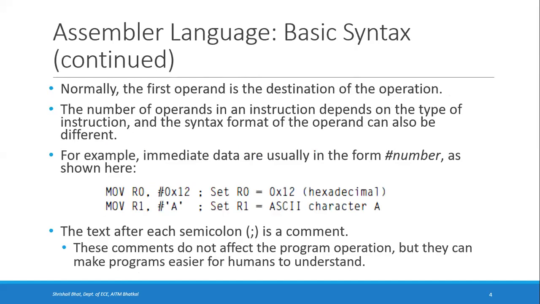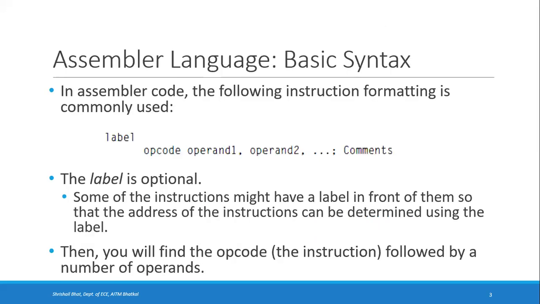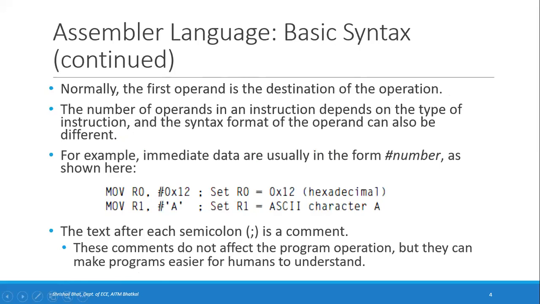Normally the first operand is the destination in our assembly languages. The first operand we use is the destination, right? Whatever others we have will be the sources. Some operation will be performed, and the result will be stored in operand 1. That will be the destination. The number of operands depends on the type of the instruction, and the syntax format of an operand can also be different based on the type of the instruction.